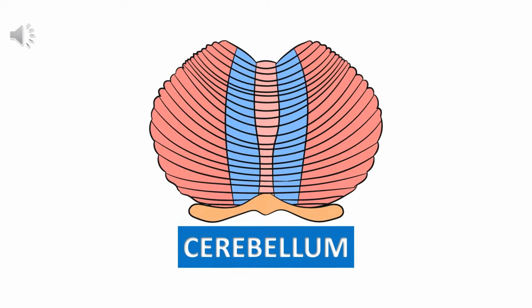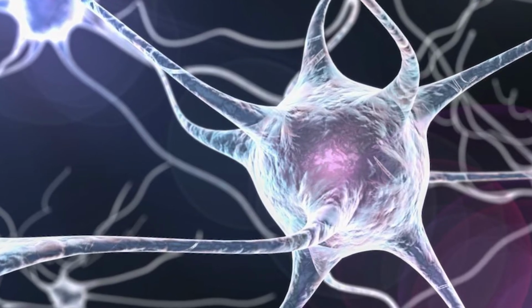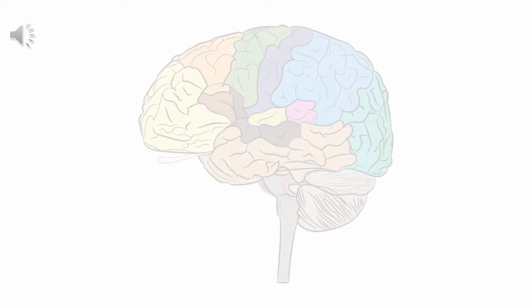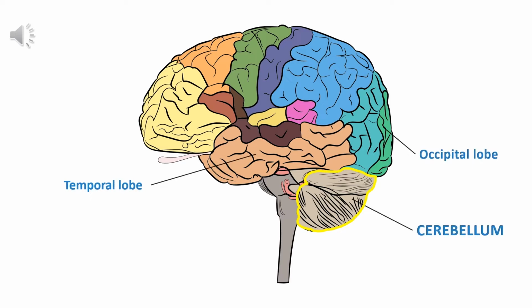Today we are going to talk about a very important topic, that is cerebellum. In our previous videos we have also talked about different parts of the brain, and today we are going to cover cerebellum or cerebellar cortex. When we talk about cortex, we simply mean a dense mass of neurons that actually act as a functional unit of the brain. Cerebellum is located at the backside of the brain, inferior to the temporal and occipital lobes.